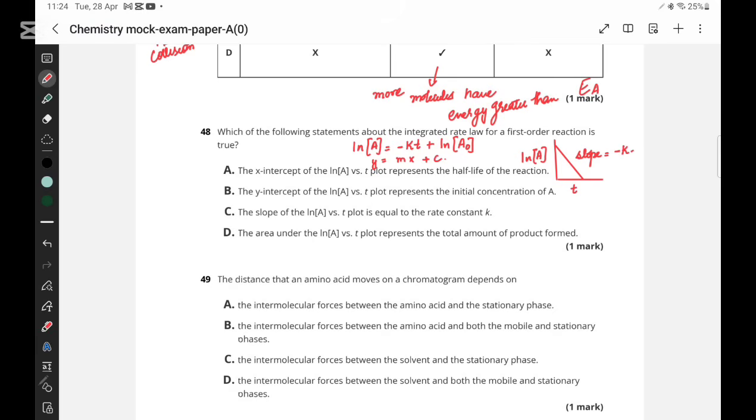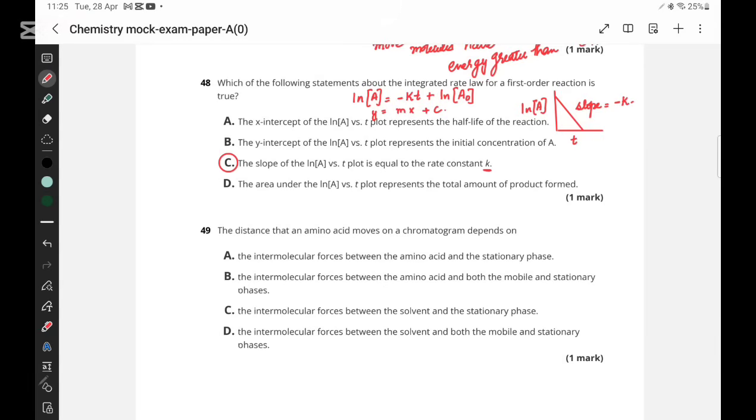Okay, and if the slope is going to be minus k, then what is going to be the right answer for that? The slope of ln A versus time plot is equal to rate constant. That is going to be equal to rate constant. So our answer is going to be C.